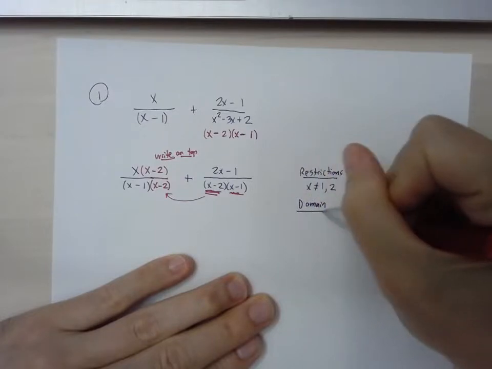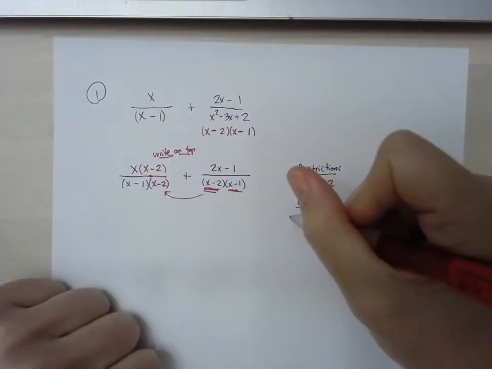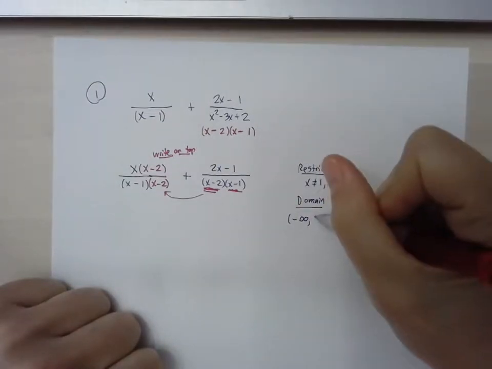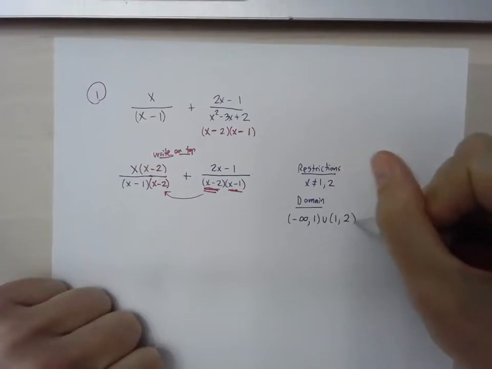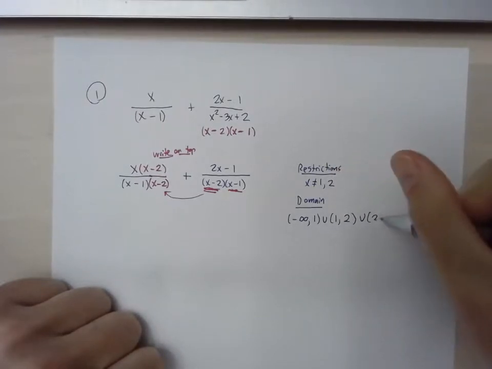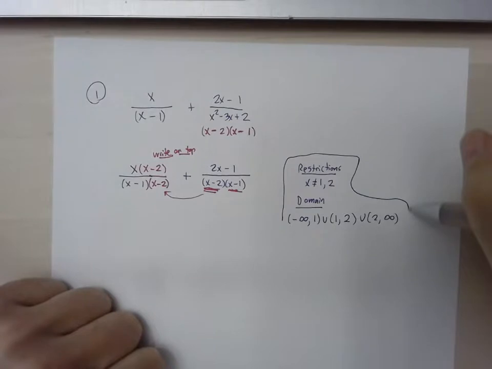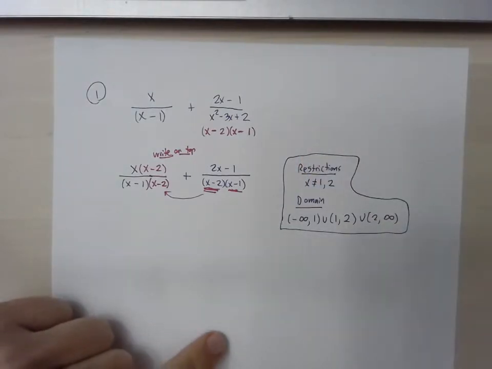And we don't do our domain for everything, but generally speaking, if we have maybe 1 or 2 restrictions, that's a fairly simple domain to write. Just we say negative infinity to the smallest number, union, connect the two numbers, union, largest number to infinity. So just get used to writing that, because some questions will ask for a domain and some will not. So it's always best to know how to write them for any situation.